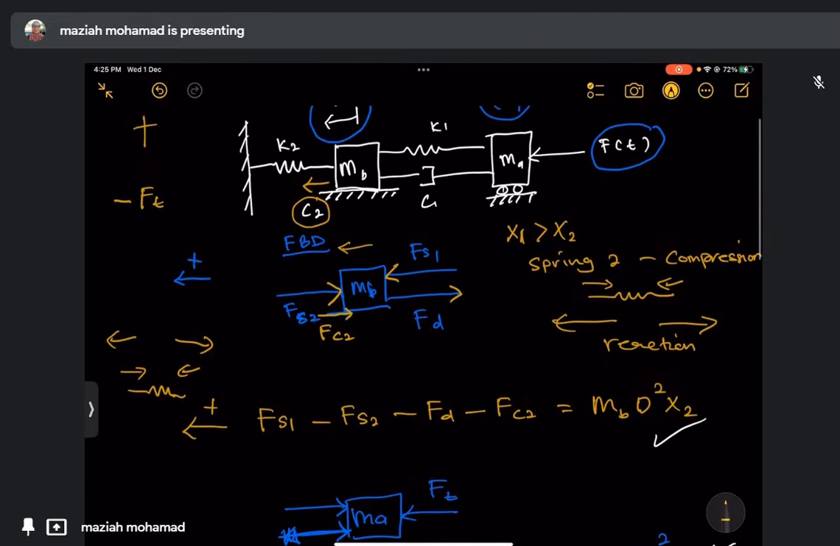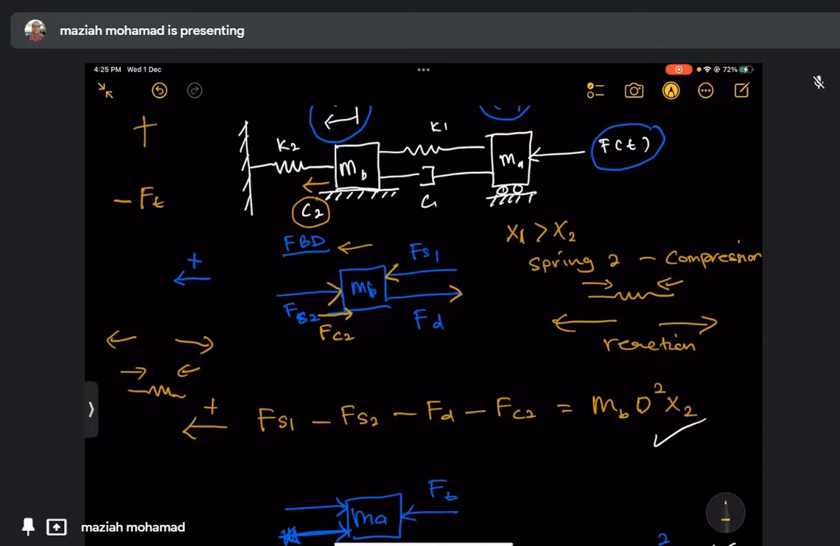consider the damper. The force of the damper will oppose the movement of the mass. So that's why we consider the direction of FD on the MA. The direction of FD on MA is also to the right, meaning it tries to oppose the displacement of MA. The displacement of MA is to the left, right? If you refer to the diagram, we consider that the positive is to the left, x1.